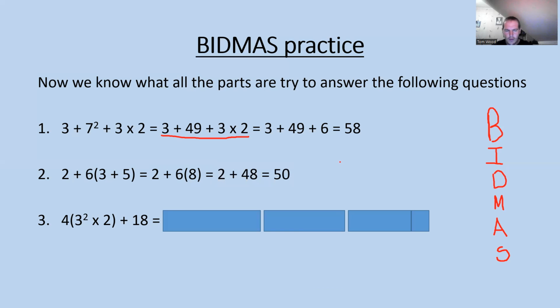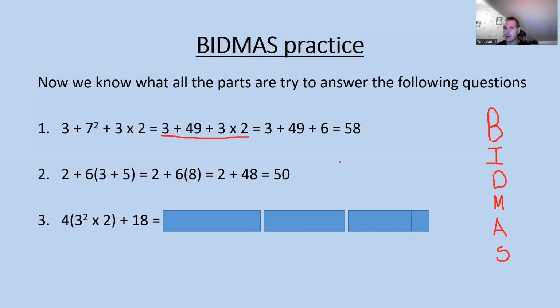So for our very last one then, we've got our 4 brackets, 3 squared times 2 plus 18. It looks a bit more complicated, but again, all we do is we look, first of all, are there any brackets? Yes, there are. It's almost like Inception, but with maths, like mathception. So we look in the bracket. Inside that bracket, we start BIDMAS all over again.